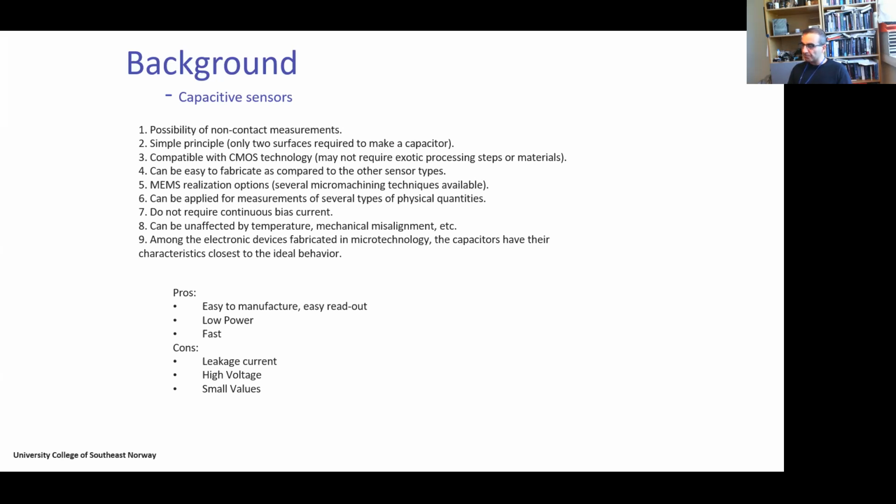The drawback is that since they need to be biased by high voltages, they might have leakages. And if we make them in micro or nano size, then the values are normally really small, which makes the development of the front end a little bit challenging.